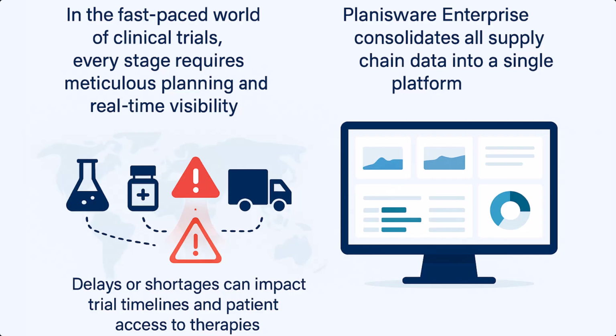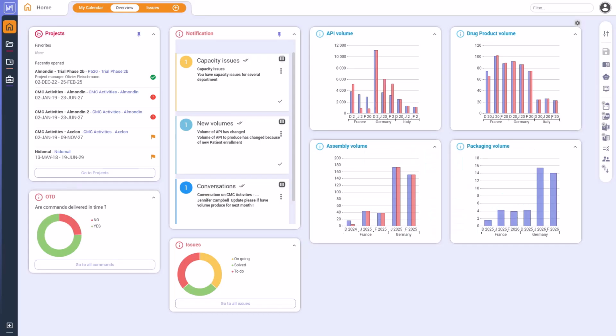In the fast-paced world of clinical trials, every stage from API production to packaging requires meticulous planning and real-time visibility. Delays or shortages can impact trial timelines and patient access to therapies. Planisware Enterprise consolidates all supply chain data into a single platform, eliminating scattered spreadsheets and manual reporting. With intuitive dashboards, you gain full visibility and control across your operations.